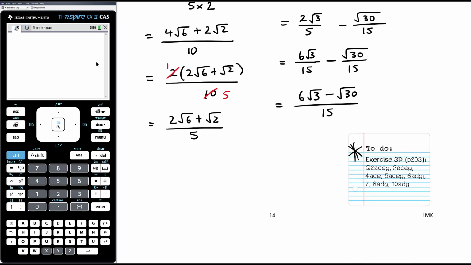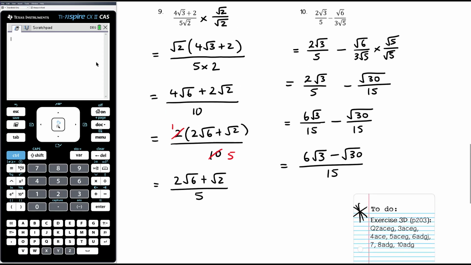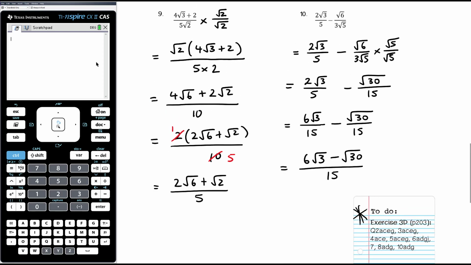Exercise 6D gives you some practice of rationalising the denominator. This is part 1 of rationalising the denominator. In the next video we will look at more complex denominators and how we rationalise those.